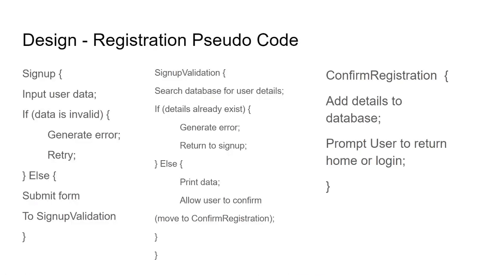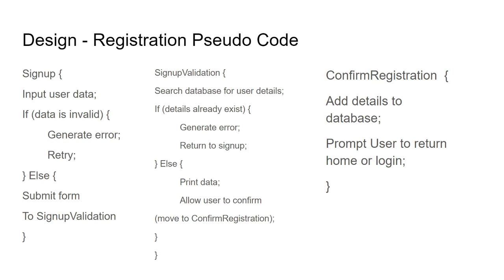Here's some pseudocode for the registration process. When first presented with the sign up, the user is allowed to input their data, including their registration details such as their name and email. If this data is invalid, then you are prompted with an error and given the opportunity to retry. Otherwise, the form is submitted and you proceed to sign up validation.